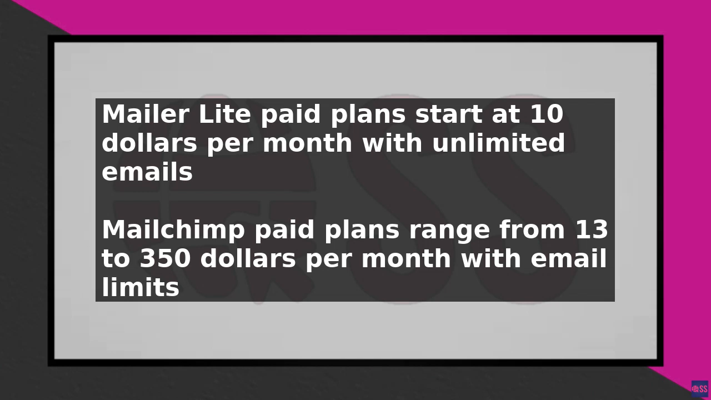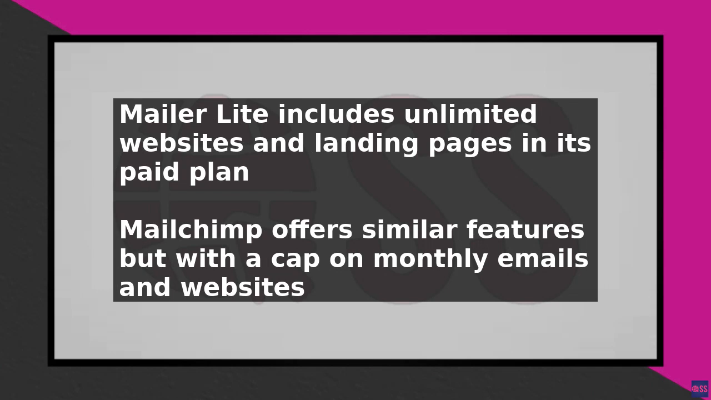A key difference lies in the cost for 10,000 subscribers, with Mailchimp's most expensive plan costing $350 per month, while Mailerlite's equivalent plan costs $99 per month, making it roughly 3.5 times more affordable.